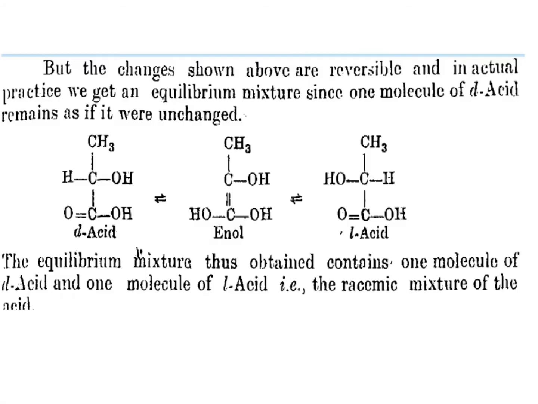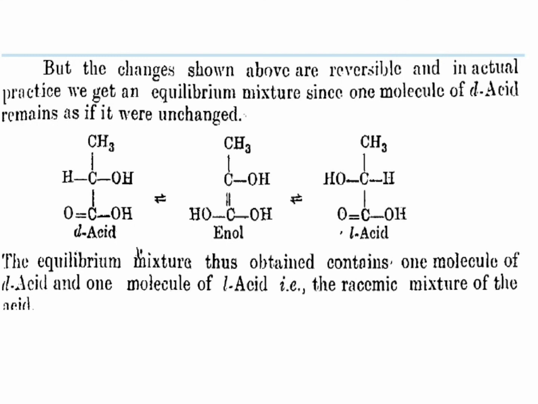So, how does this take place? The hydrogen atom, which is linked to the D carbon in the D acid, will migrate to the oxygen atom of the carbonyl group, forming an enol form. Now, from the enol form, the hydrogen will shift back to the D carbon, involving opening of the double bond. When this double bond opens, it provides an equal opportunity for the hydrogen atom to attach to the left or to the right. This leads to the formation of one molecule of D acid and one molecule of L acid.